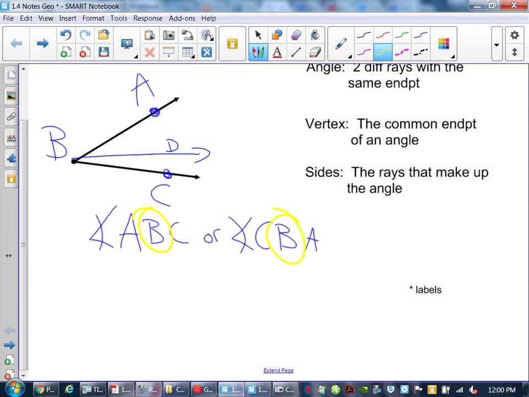All right. So with angles, more often than not, you'll see it written as 3 letters, and really all the 3 letters tell you is what direction they're going.